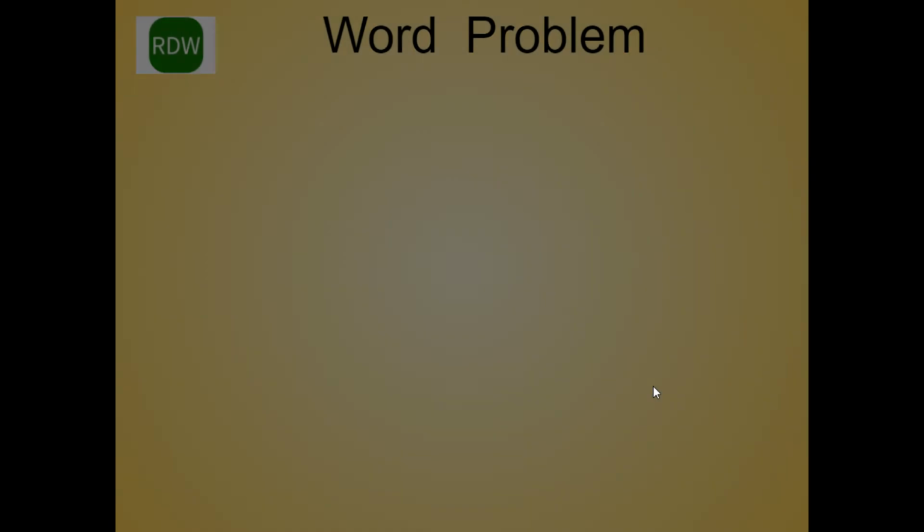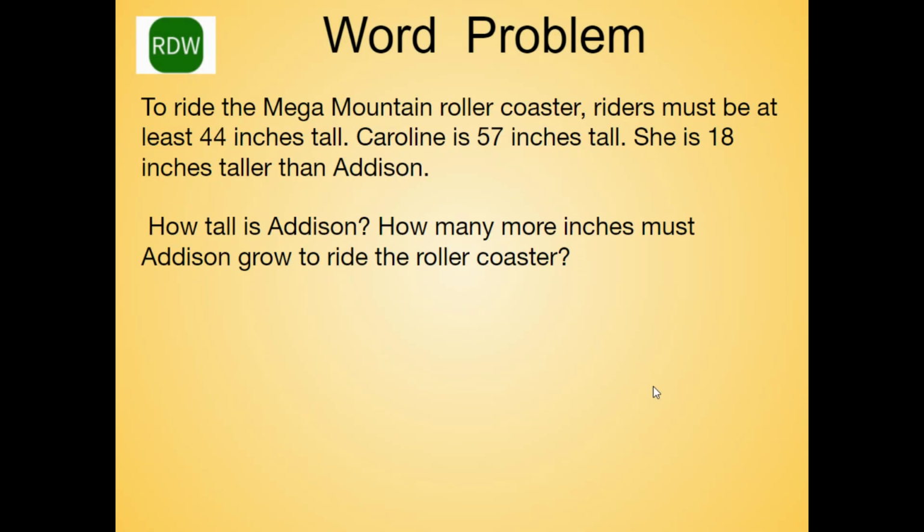We would start off with the word problem. Remember, we read it, we draw it, and then we write. To ride the Mega Mountain roller coaster, riders must be at least 44 inches tall. Caroline is 57 inches tall. She is 18 inches taller than Addison. How tall is Addison? How many more inches must Addison grow to ride the roller coaster?